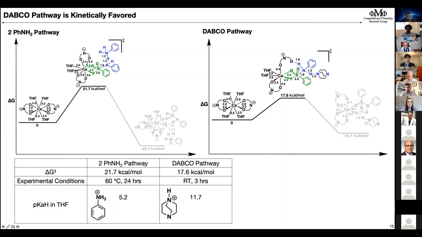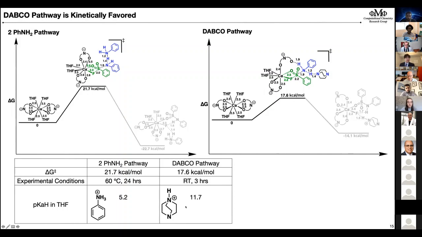Our experimental conditions of the aniline pathway suggest that this reaction had to be heated to 60 degrees Celsius. The DABCO pathway was complete at even room temperature, which suggests that the energy barrier is lower for the DABCO pathway. Why do we see such an observation where the DABCO pathway is kinetically favored?